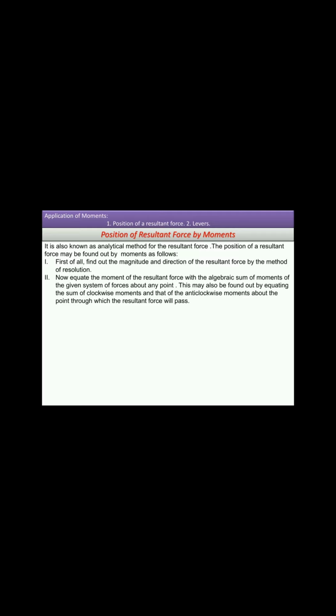First of all, find out the magnitude and direction of the resultant force by the method of resolution. In the second step, equate the moment of the resultant force with the algebraic sum of the moments of the given system of forces about any point. This may also be found out by equating the sum of clockwise moments and that of the anticlockwise moments about the point through which the resultant force will pass. Now, for better understanding, we will take one example.